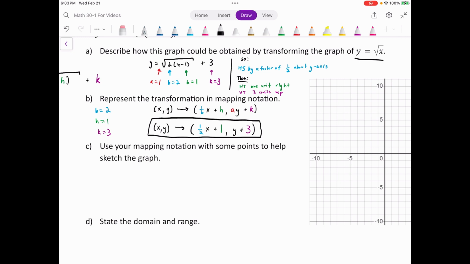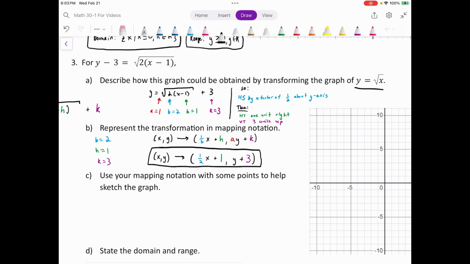Okay, and there we go. And now it's saying use your mapping notation with some points to help sketch the graph, right? We can always do this. Sometimes students will say to me, I don't know how I'm supposed to go about transforming this. Well, you know what you're doing to each point individually, so pick some points that are on the original graph and do that to them. That will give you new points, okay?